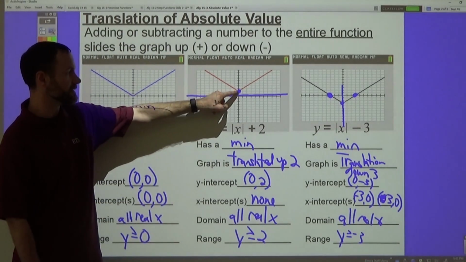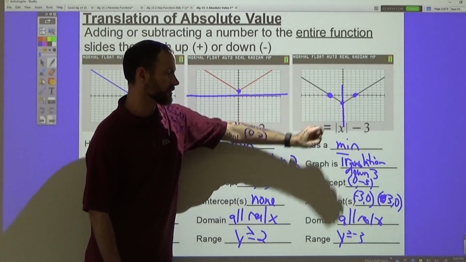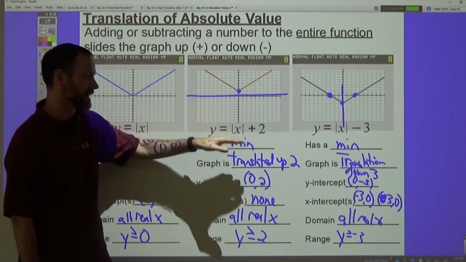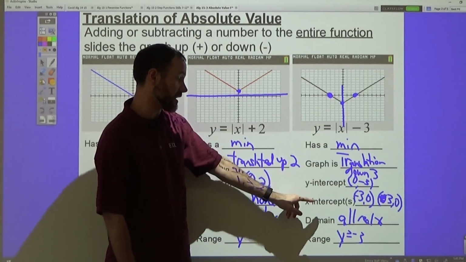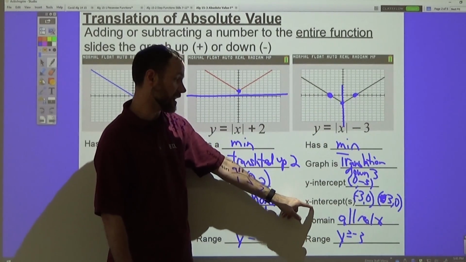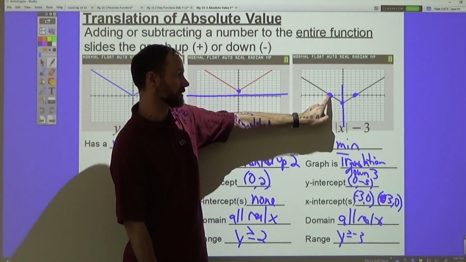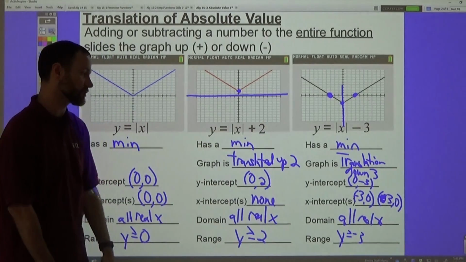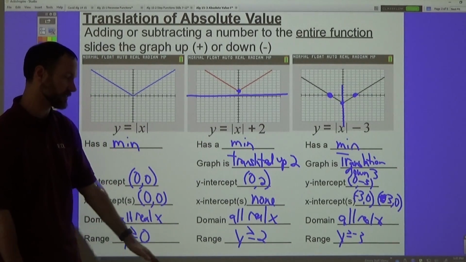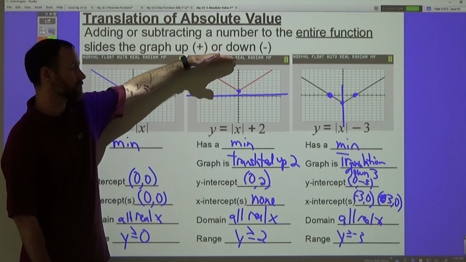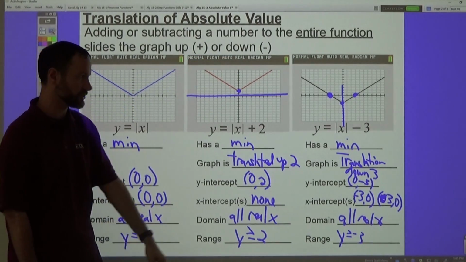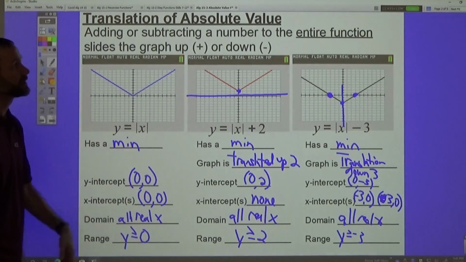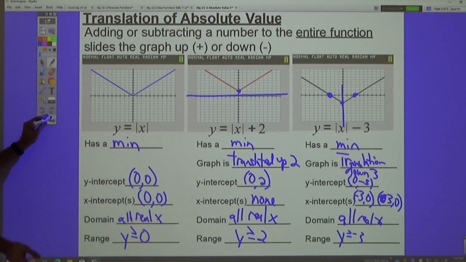Our y-intercept is 0, 2. Our y-intercept is 0, negative 3. Our x-intercepts, this doesn't have one because it doesn't touch that x-axis. Our x-intercepts here are negative 3, 0, and 3, 0, these 2 points where it crosses the x-axis. Our domain, again, goes forever in each direction, side to side, so that's all real x for both. Our range here is everything that's bigger than 2, so y is greater than or equal to 2. Here it's y is greater than or equal to negative 3, because that's our bottom value. So adding a number to the entire function moves it up or down.